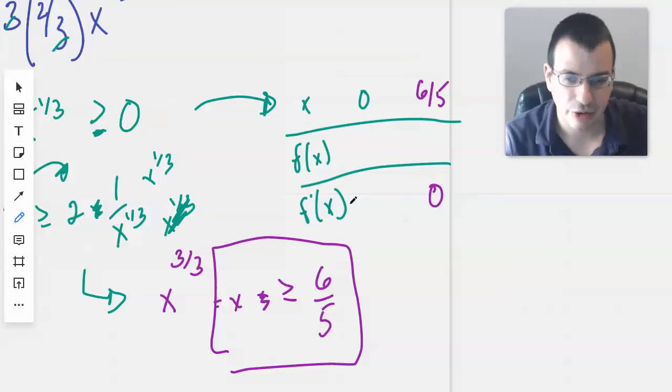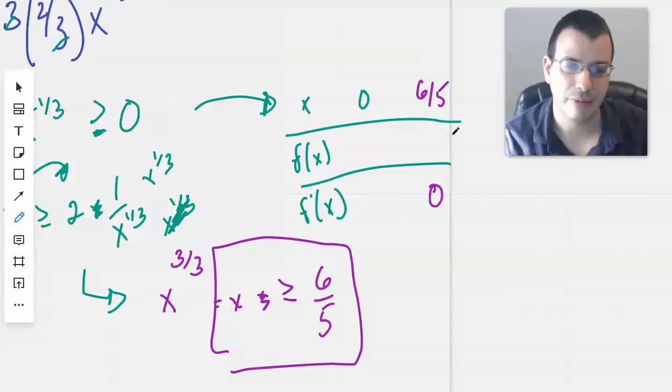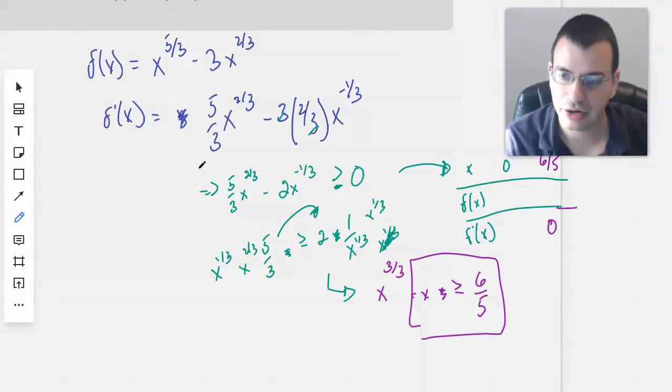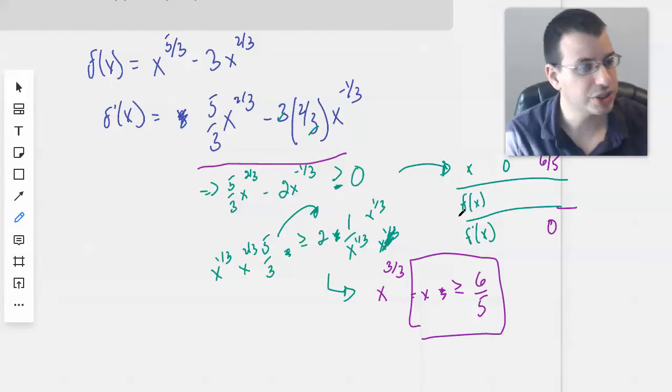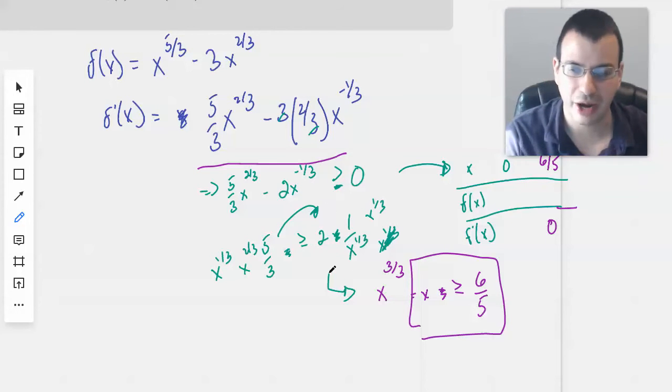And that would give us 0 for the derivative, or we'd set the derivative equal to 0, we'd find 6/5. And from there, we could plug in numbers from the derivative right here to see which sides are positive and negative. That looks like a lot of work. Let's try it once just to see how it would work though.